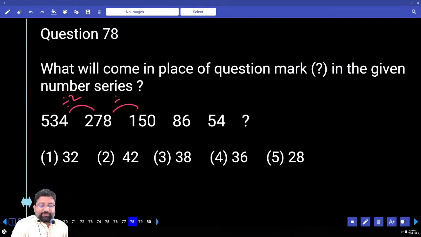This also looks to me like divided by 2. This is also divided by 2. 150 divided by 2, 75 plus 11. 86 divided by 2, 43 plus 11.